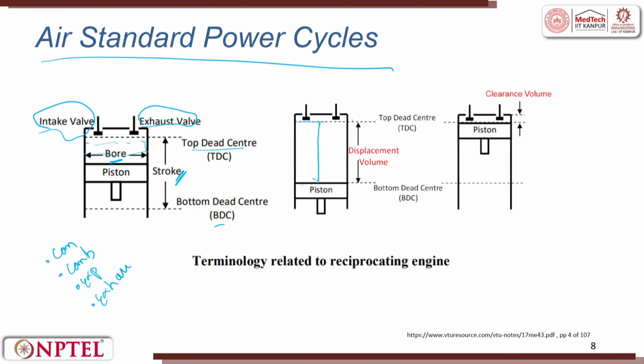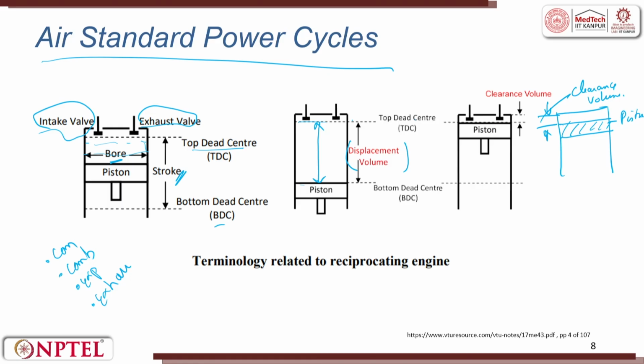This is the stroke length. The total volume of air which it can take is called the displacement volume. Between the TDC and the cylinder top end, this small area is called the clearance volume, and this one is called the piston.